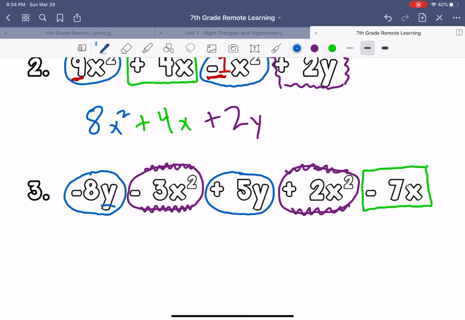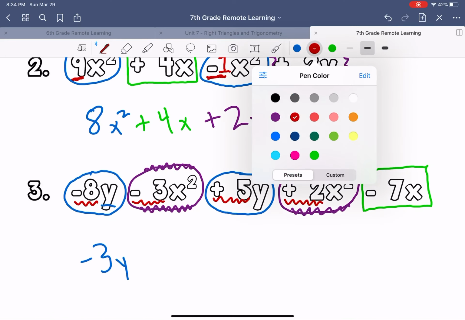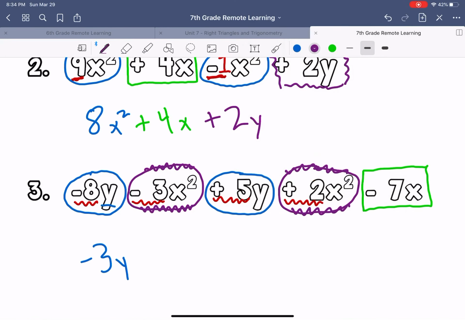All right, so now let's combine what we have. So here we have -8 plus 5. So -8 adding 5 on gives us -3 y's. And then for our next, we've got -3x squareds, and we're adding 2 more. So -3 adding 2 gives you a -1 x squared.